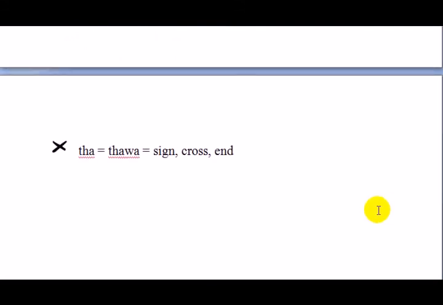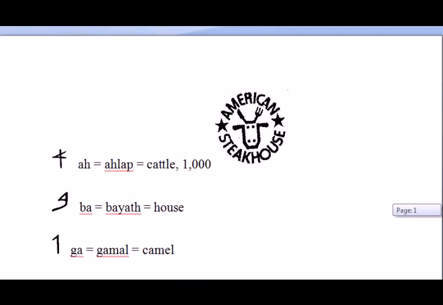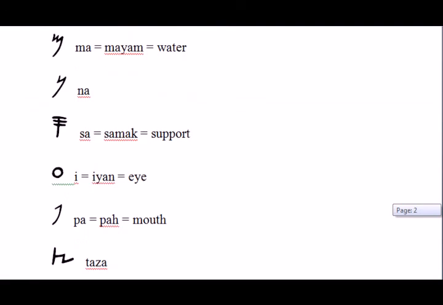And then the last letter in the Hebrew alphabet, or the Lashawan Qadash alphabet, is tha, pronounced "tha," which comes from the Hebrew word thawa, which means sign. It also means cross, and it also means end. If you turn this a certain way, you will see the upright cross, because that's the sign of the end. It's the last letter in the Hebrew alphabet. So that pretty much covers the 22 letters of the Lashawan Qadash.